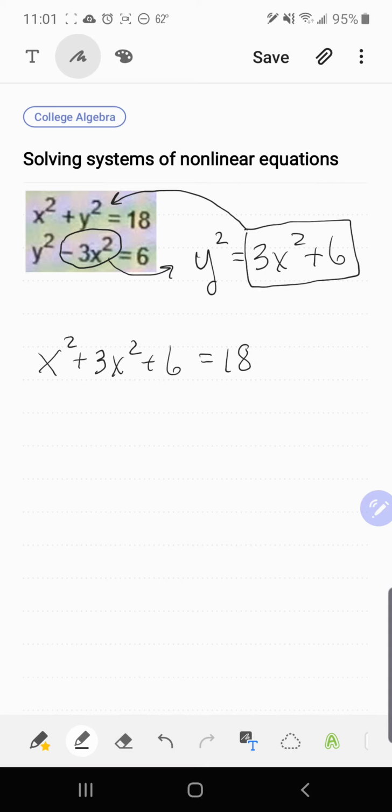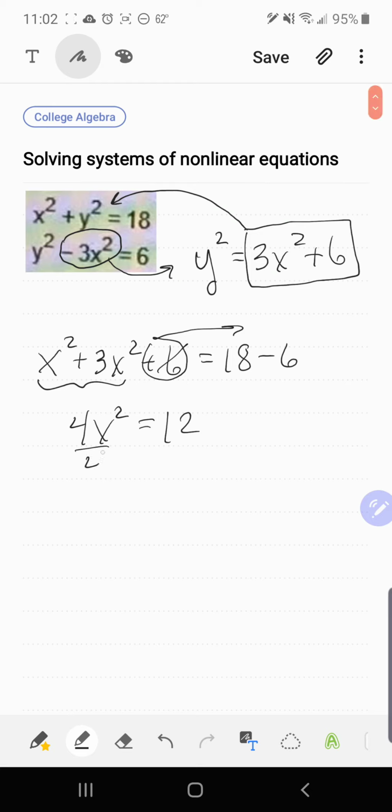And then I can solve for x. So let's combine like terms. That's going to give me 4x squared. I'm moving the 6 over. That'll make negative 6. 18 minus 6 is 12. Divide both sides by 4. And we get x squared is 3.